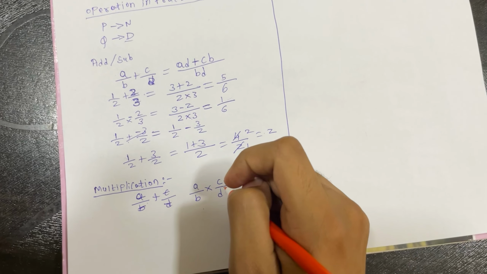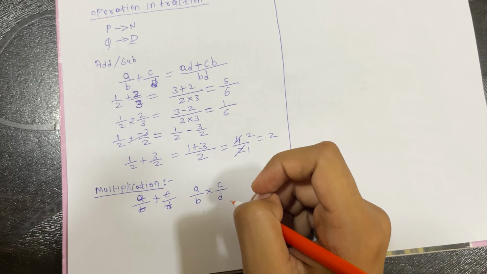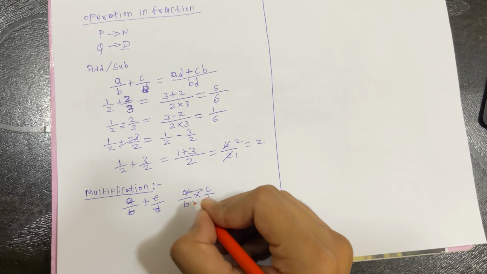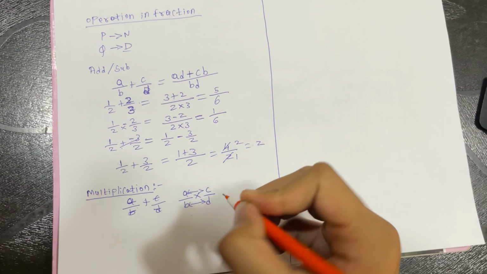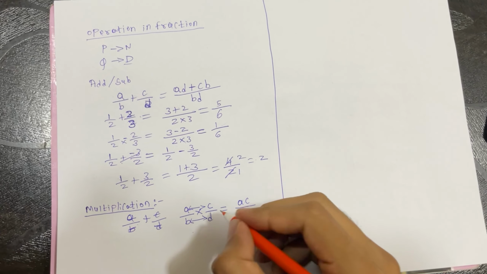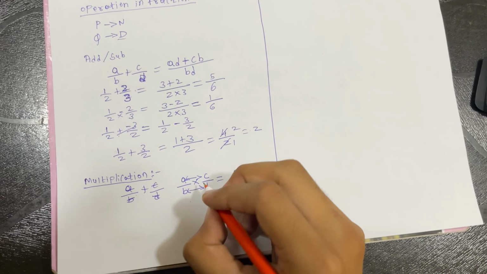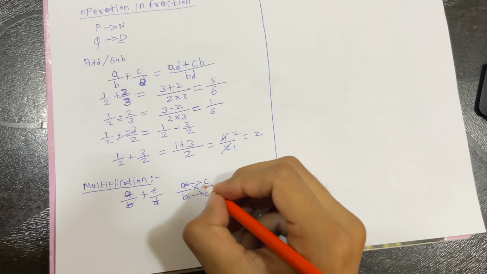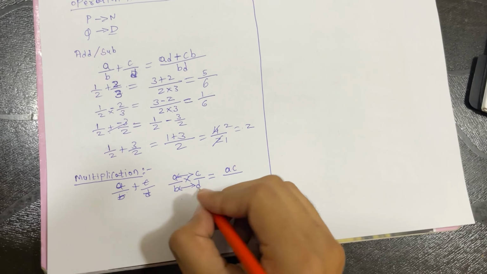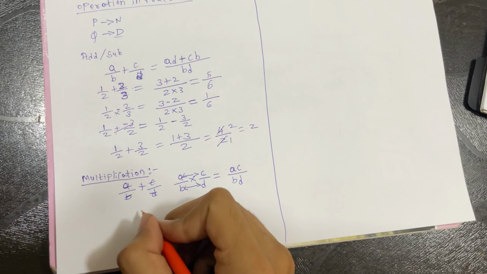So firstly, a into c and b into d. We just simply have to multiply numerator and numerator, and denominator and denominator. Okay, so a into c, we don't have to do cross multiplication here. That is applicable in addition. So here we just multiply numerator with numerator and denominator with denominator, so a into c and b into d. Let's take one example.